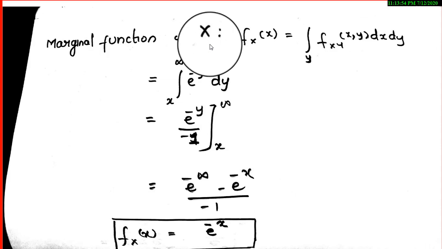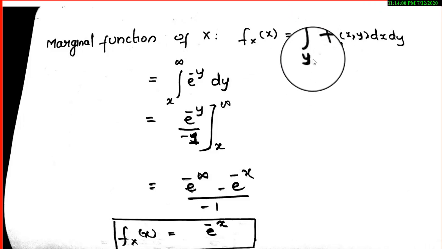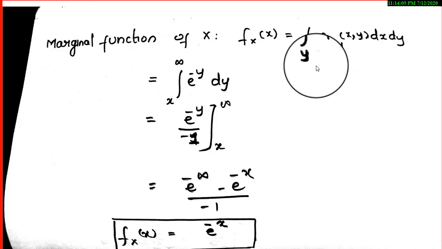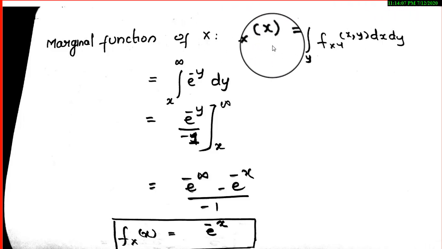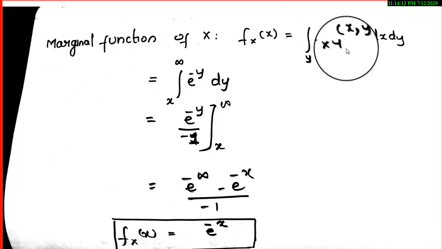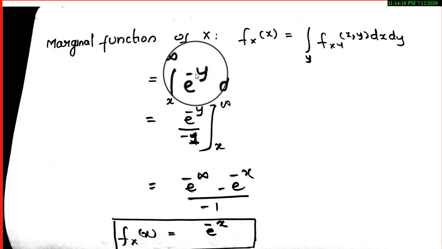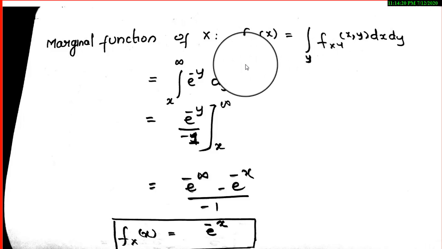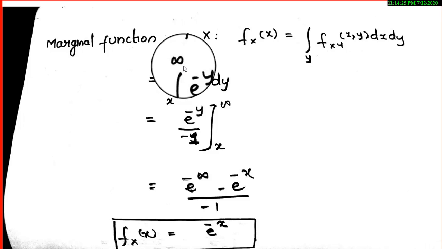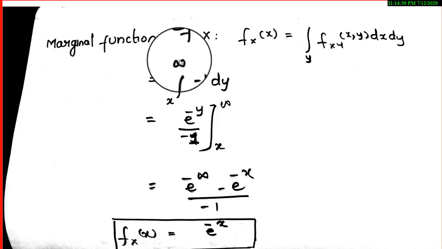How do we find the marginal function of x? The formula is f of x is equal to integral over y of f of x comma y dy. When we are taking the marginal function of x, my integration is with respect to y. Now what is f of x comma y given? It is given in the question as e power minus y. What is the limit of y? My limit of y is from x to infinity. Okay, or I can write it as from 0 to infinity. Let us first write from x to infinity.